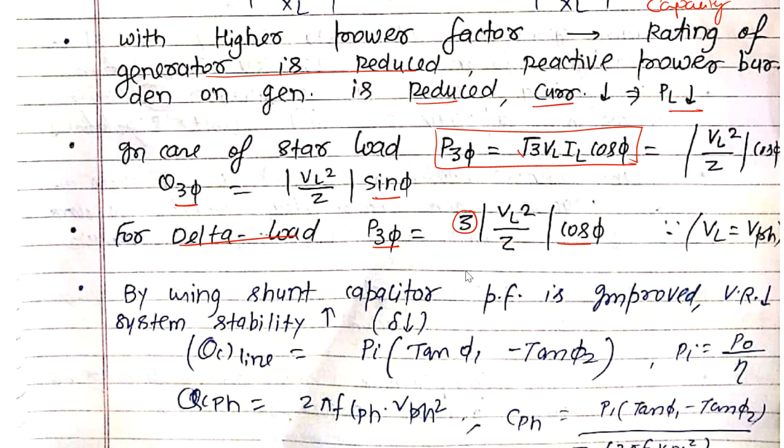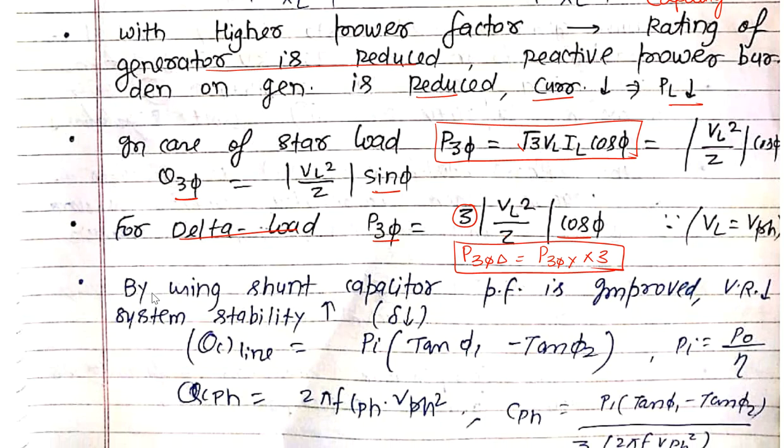There is one more comparison here. For the same level of rated voltage, the P three phase of delta is equal to P three phase of star into 3. That means the delta winding will carry more power compared to star connected winding for the same level of voltages. Now next one.